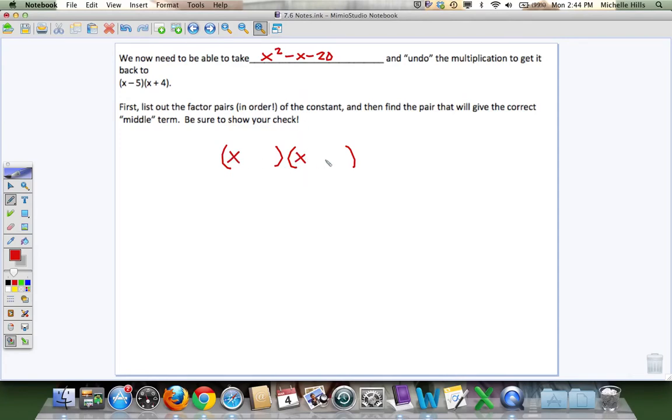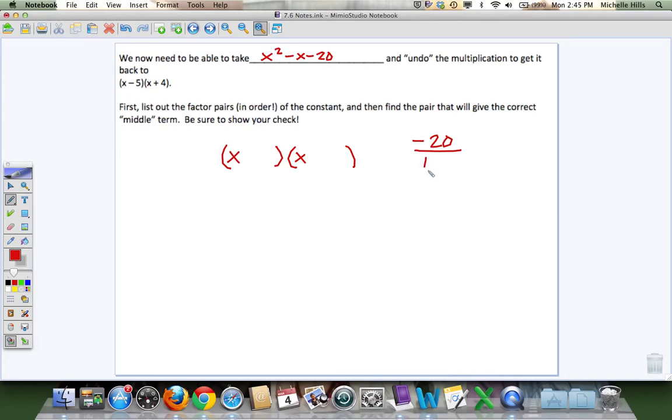The two constants that I put in these parentheses need to multiply to give me the constant of negative 20. The problem is, I know the answer because I just got here from the other direction, but I don't always know the answer off the top of my head. So what you need to do is to go out to the side and think about all of the things that you could multiply together, all the pairs of numbers you could multiply to get negative 20. List these in order.